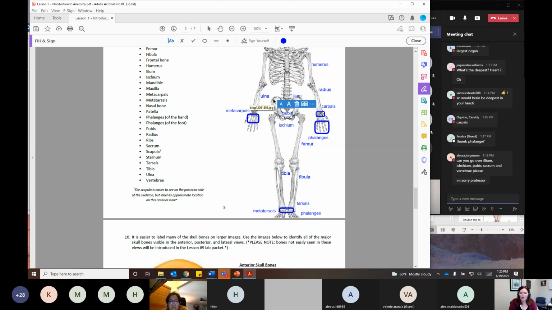There is a question about the vertebrae. I want to actually put that to the class. Can you all help me out? How could we describe the location of the vertebrae? What else might we call the vertebrae? Any ideas?